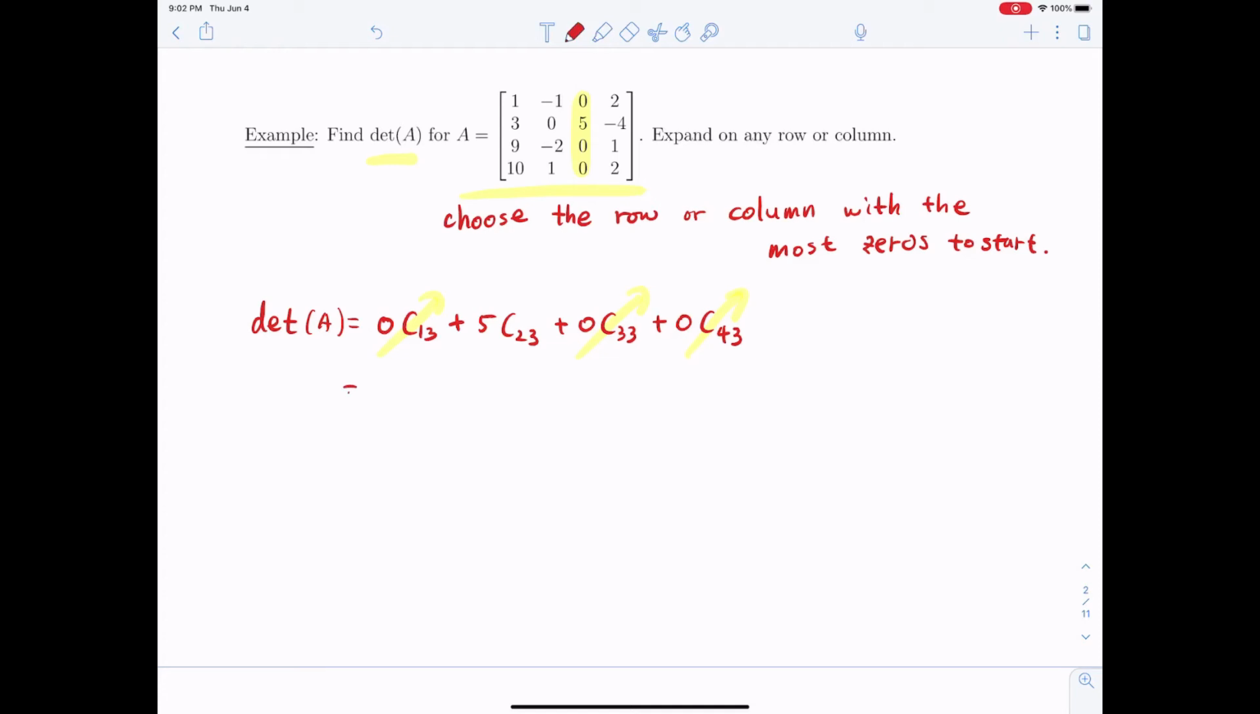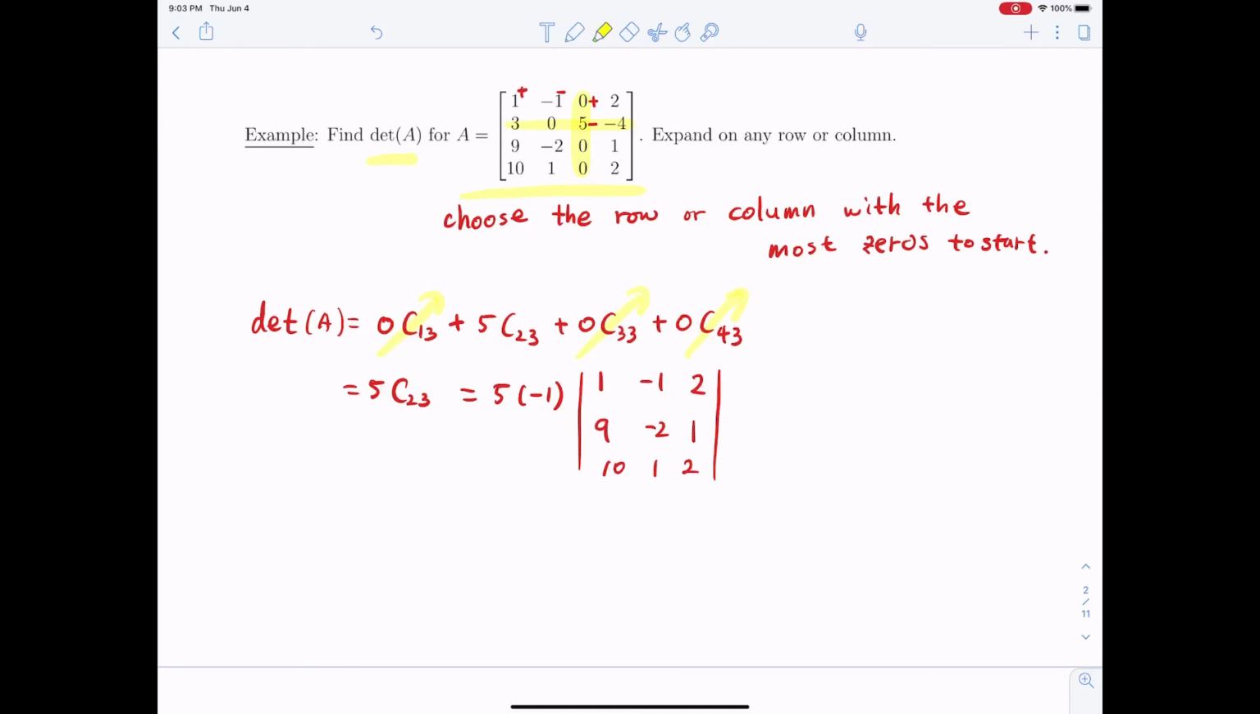So basically this equals 5 times C23. If you keep track of signs by the checkerboard pattern above, the first one is plus and minus, plus and minus. So 5 C23 equals 5 times negative 1 times the determinant of the smaller matrix. You kill the third column and the second row, and that gives you 1, minus 1, and 2, 9, negative 2, 1, and 10, 1, and 2.